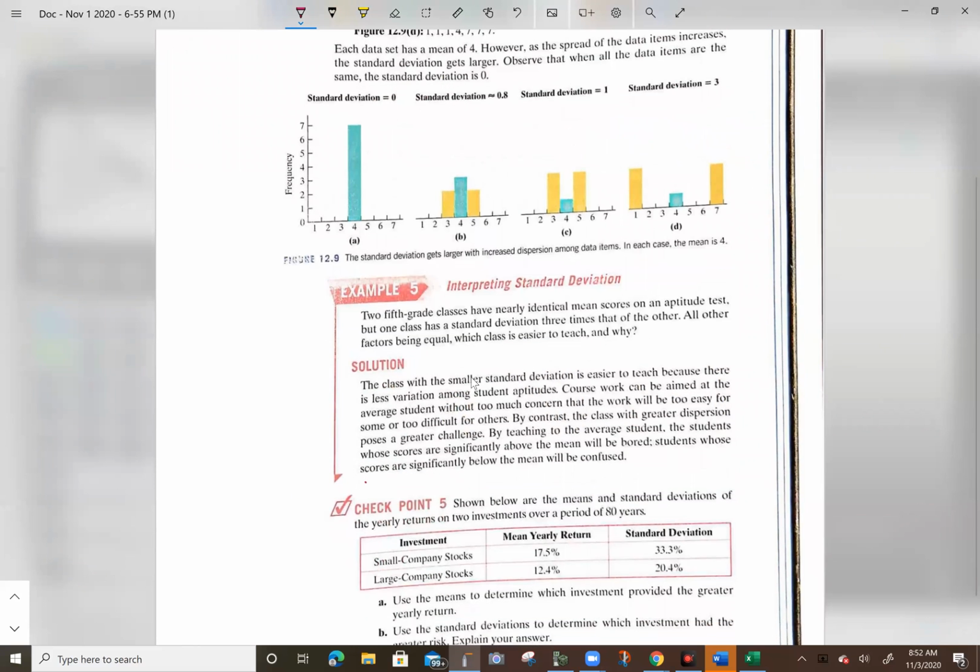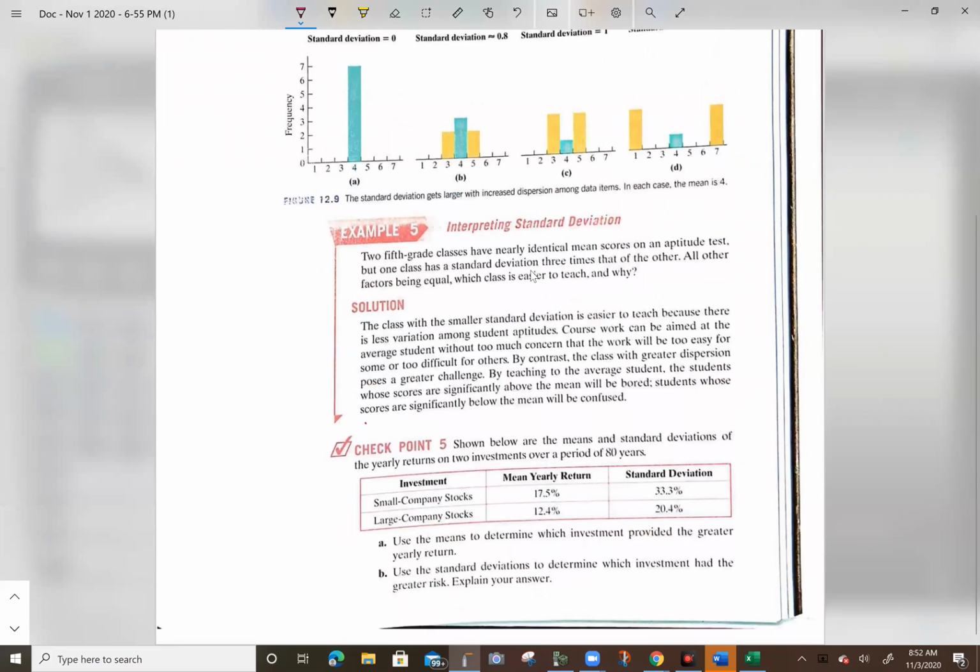All right. 2 fifth grade classes have nearly identical mean scores on an aptitude test, but we want to find the range. So what that standard deviation gives us is the range of numbers. So one class has a standard deviation of 3 times. So a bigger standard deviation means the numbers are farther away from the mean. All other factors being equal, which class is easier to teach and why? So that's an interesting question as a teacher.